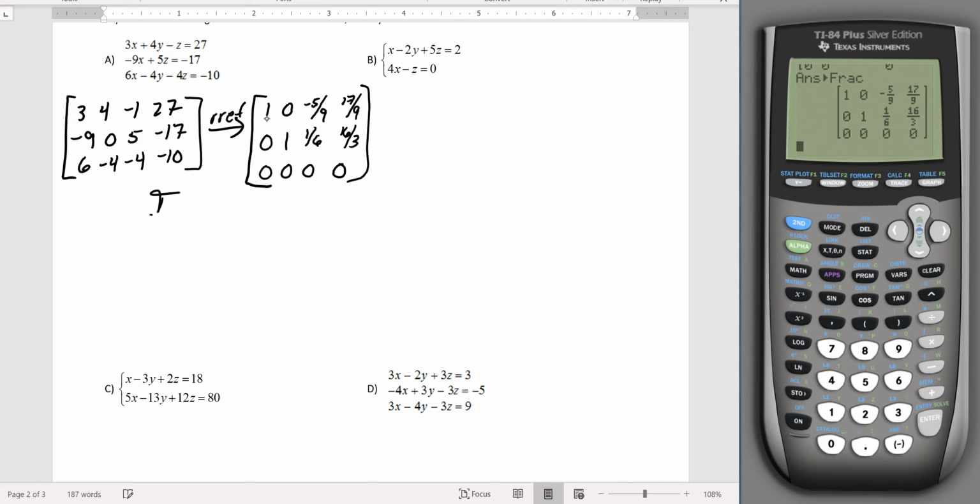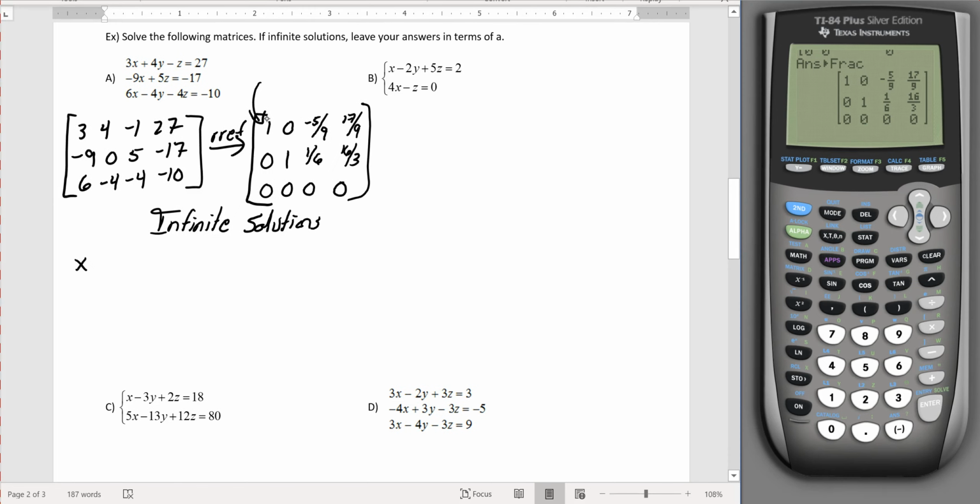And now if we look at our steps, we are not done. I know this is where we stopped in our last set of notes, but this is not where we are done anymore. What we're going to do is write the equations from this matrix. Looking at my top row here, this tells me that x minus 5/9 of z equals 17/9, and y plus 1/6 of z equals 16/3. So what I'm going to do is let z equal a.